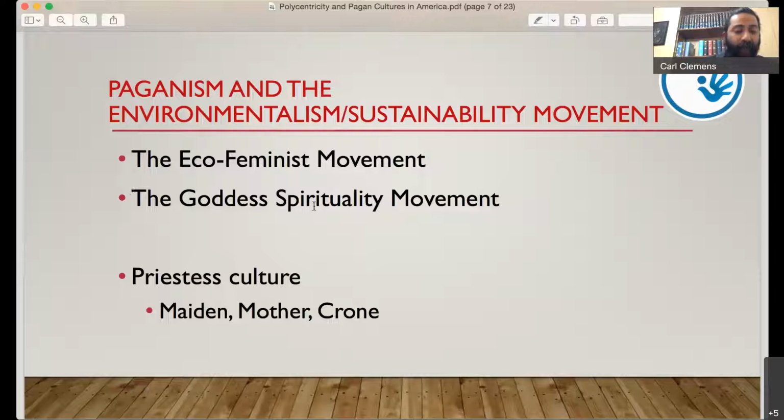And the second movement within paganism is the goddess spirituality movement. They believe that recognizing the divine feminine as a goddess and also within oneself is an important part of connecting with nature and being able to change the mindset of humanity to respect the environment and to create sustainable forms of economic and social organization. So, as you can see, both of these are very feminine oriented. The priestess culture in modern paganism in America is very strong. And typically a pagan woman would go through three phases of life: the maiden, the mother, and the crone.